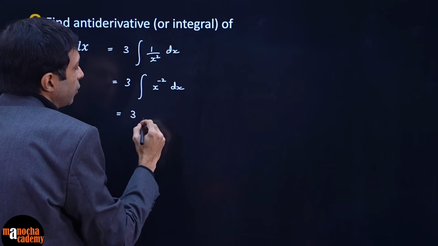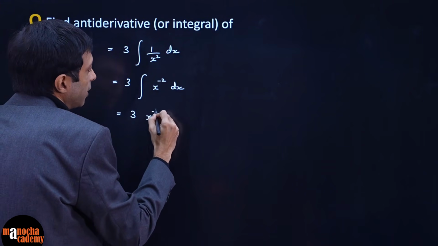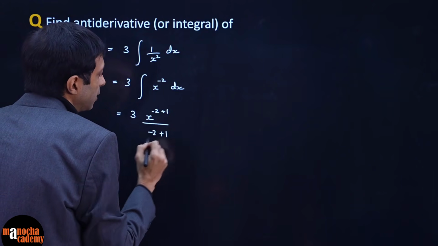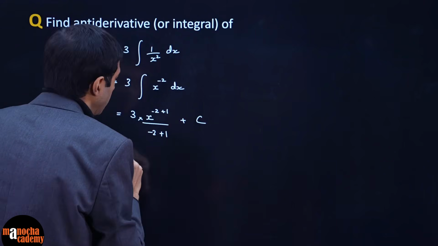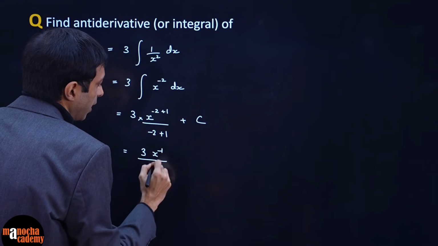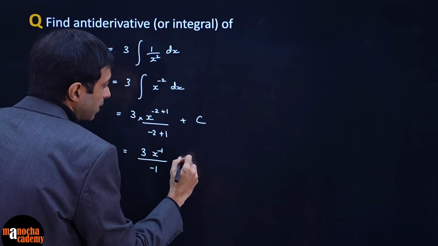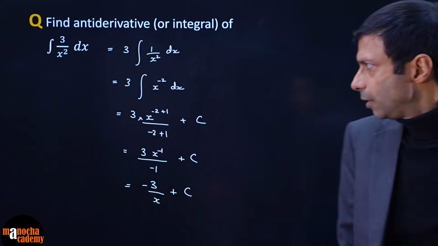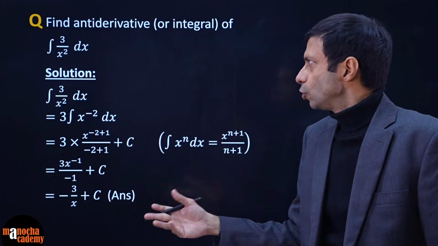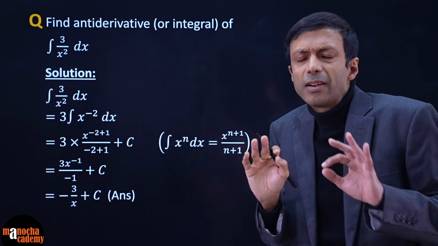So when you integrate this, what will you get? X to the power minus 2 plus 1 divided by minus 2 plus 1, that's it. Don't forget the constant. So 3 x to the power minus 1 divided by minus 1 plus c. That should be your answer. Done? Simple. Please check. Minus 3 by x plus c. Correct answer. So that's it. Just write it in the correct power and very easy.